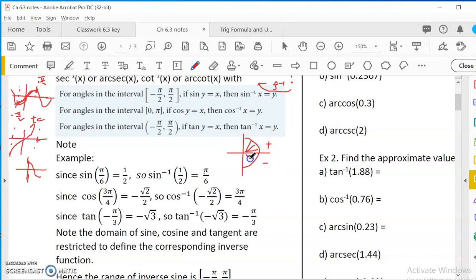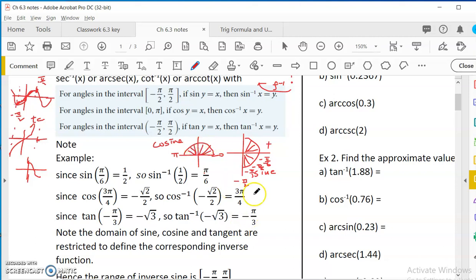For sine and tangent, you do not call this 3 pi over 2, you call this negative pi over 2, negative pi over 6, negative pi over 4, and negative pi over 3. Positive, negative. And then for cosine, you read off from here, 0 to pi. This is for cosine. If you have an angle in this range, you can read off the inverse from here.